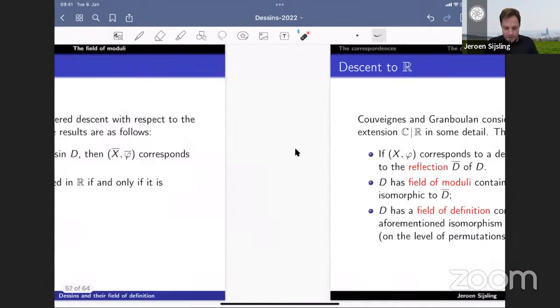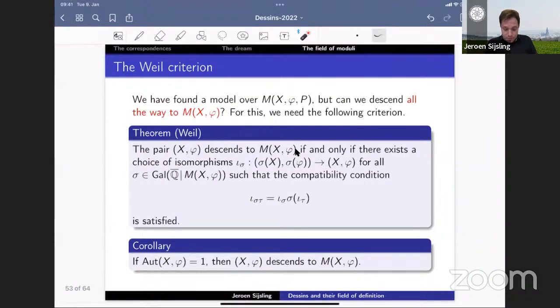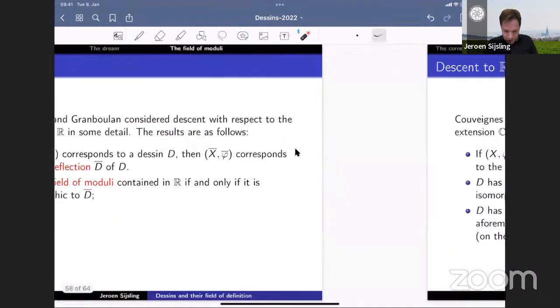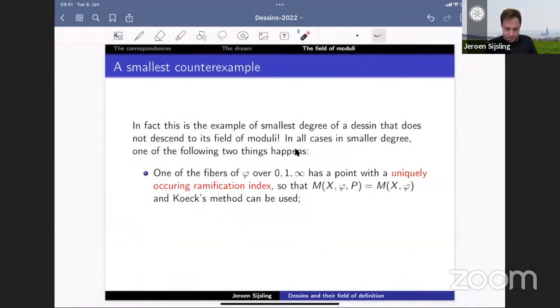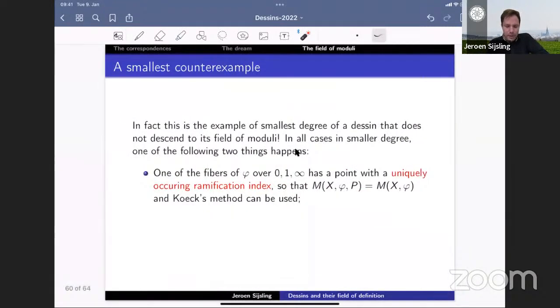So I've just presented this as something that we need to understand, and this is true, but almost always, in small degree, the field of moduli is in fact a field of definition. I should tell you quickly why this is. Why is degree 16 the first degree in which this occurs? Well, in all other degrees, one of the following things happens.